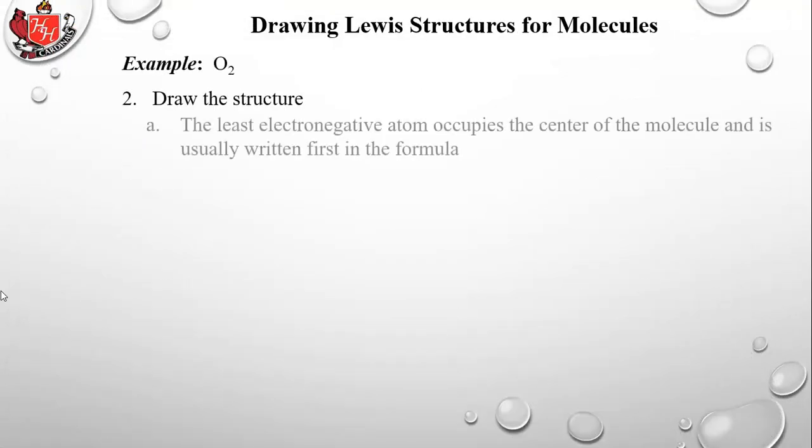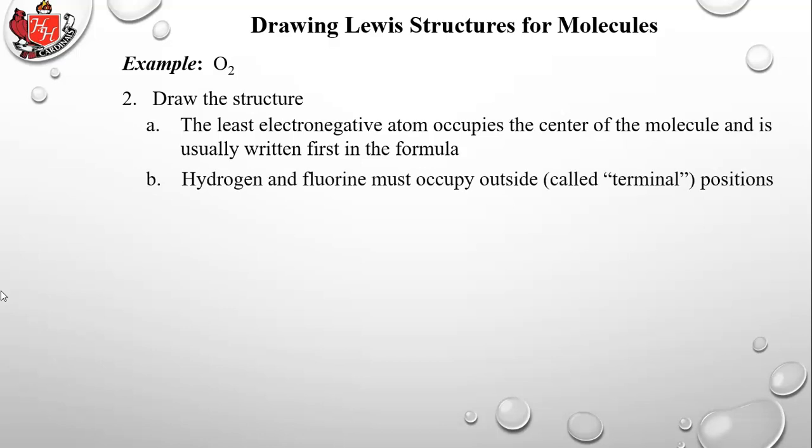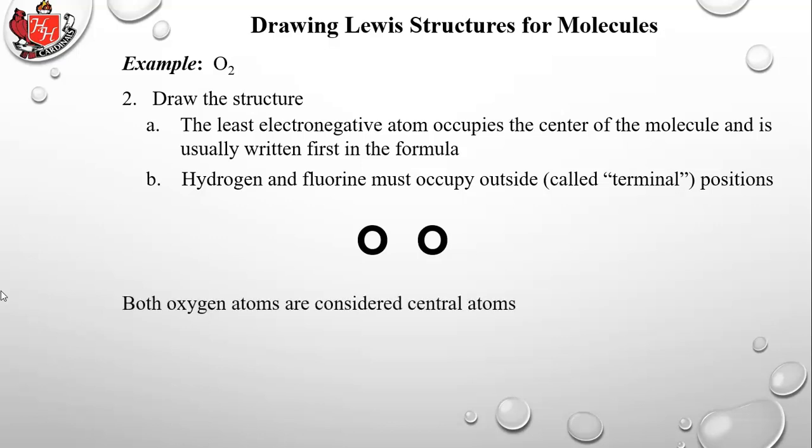So we're going to draw the structure. The least electronegative atom occupies the center of the molecule and is usually written first. Hydrogen and fluorine must occupy outside, called terminal, positions. Well, O2 is a pretty simple molecule. There are just 2 oxygen atoms, so you just put them side by side. There's not a lot to deal with there. Both oxygen atoms are considered central atoms.